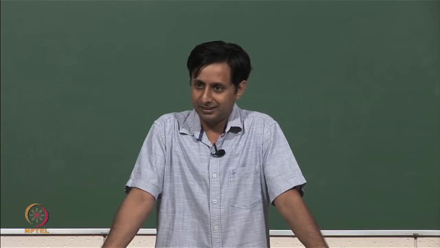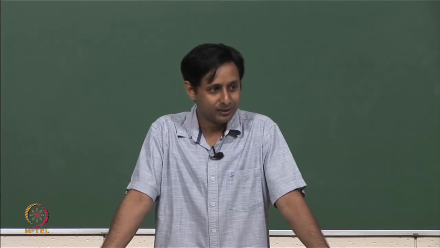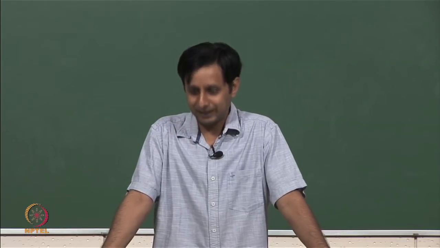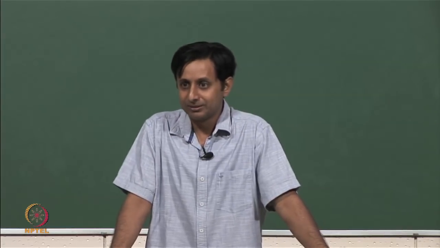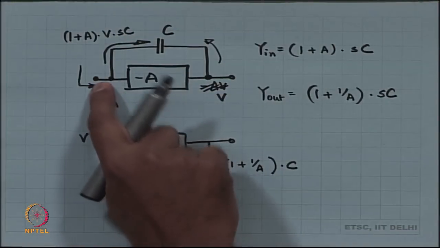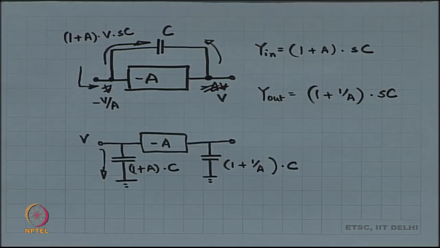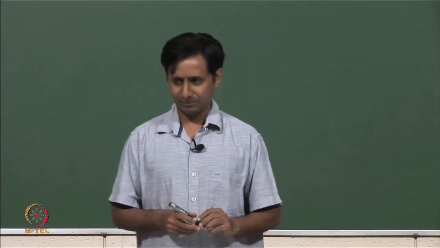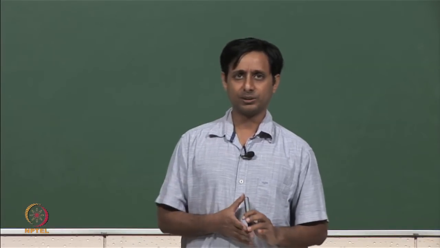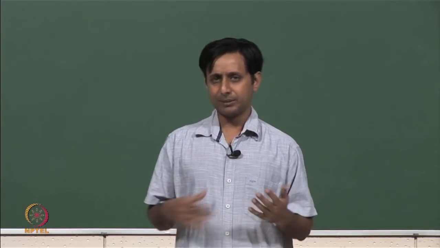It should not get the status of a theorem according to me, because there are a lot of fallacies in this. These two circuits are not really equivalent at all. In this circuit there was a path from the input to the output, in this circuit there is no path from the input to the output, they just can't be equivalent. So, although it is called Miller's theorem in the books, I ask you to take it with a pinch of salt, it is not a theorem. It is some sort of an approximation.